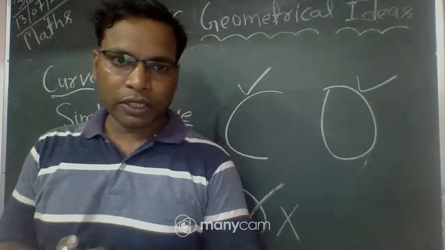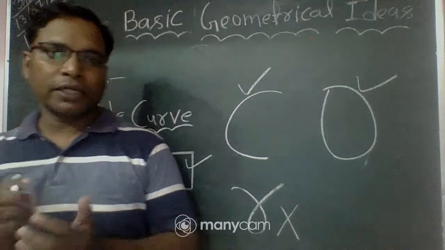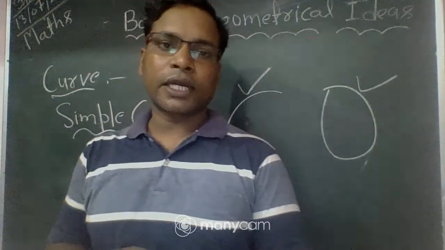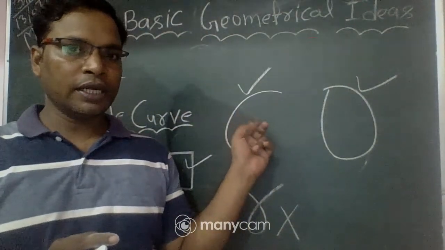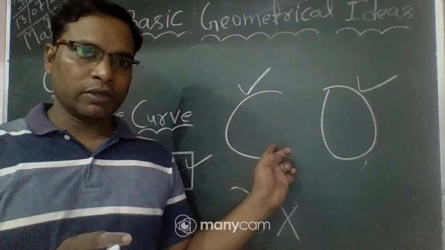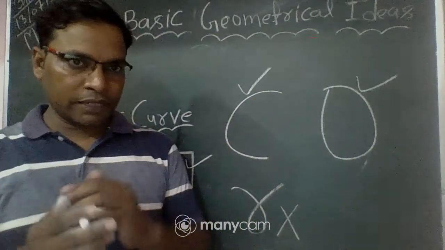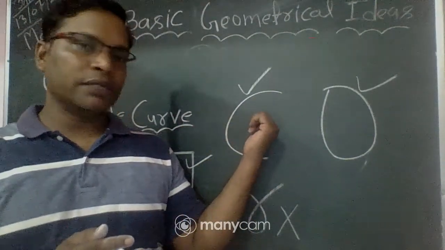A simple open curve is an open curve which does not cross itself at any point. That's why it's called a simple open curve. So this is a simple open curve, because this curve is open, but it does not cross itself at any point.